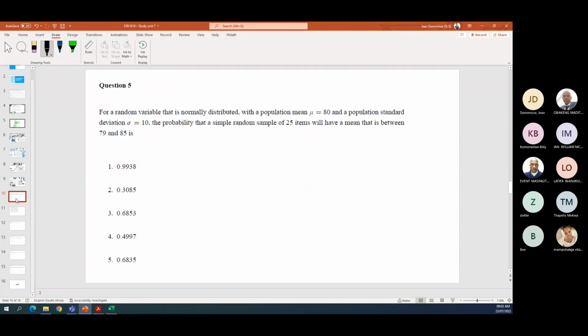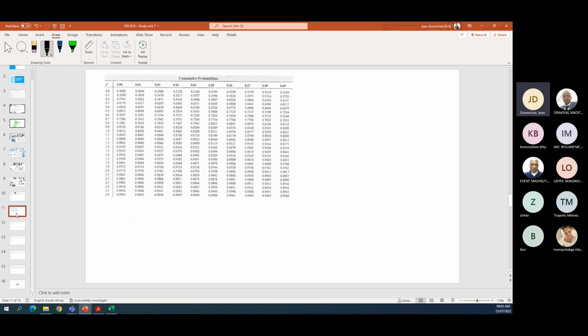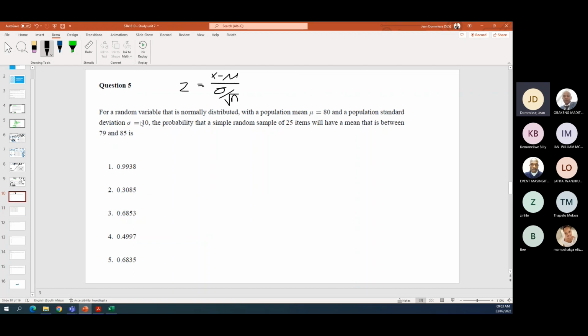Okay, so let's go to the next one. Again, this is the trend that we're seeing in all of these questions. I just want to highlight that, like in study unit 6, we follow the same rule of needing to work out the Z. We go to the tables, and here you can see I put the table on the next page so that we have some space to work with.